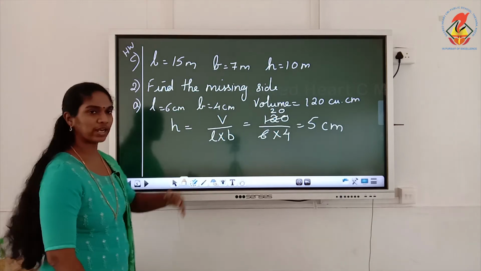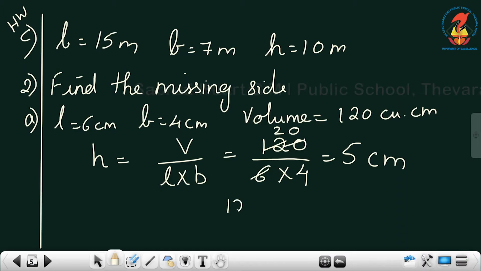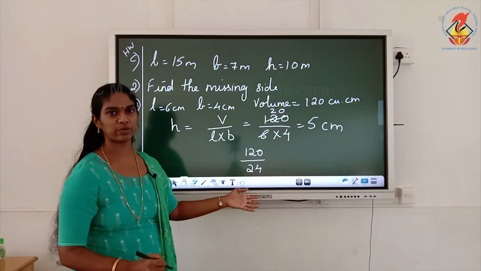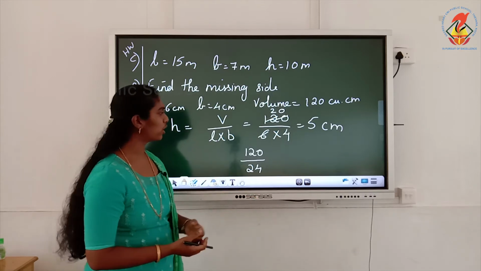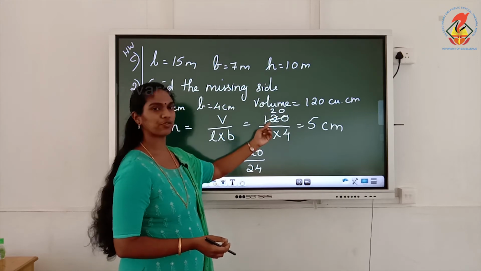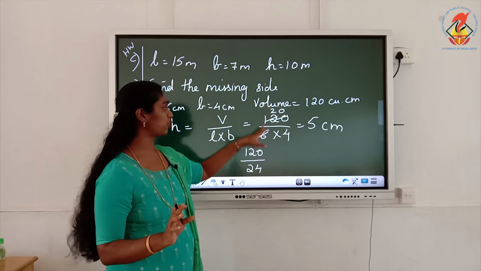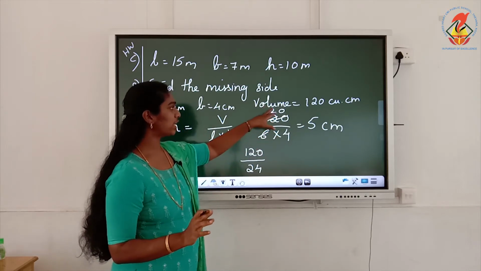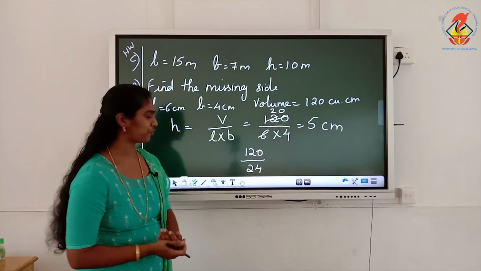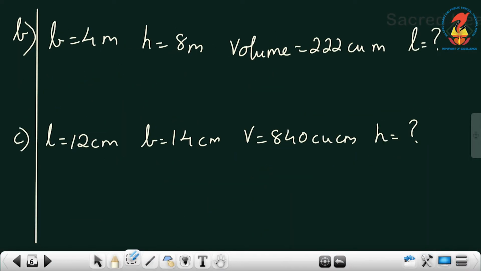Okay, children, you can divide this however you want. You can also write 120 divided by 6 into 4, which is 24, and divide 120 by 24. That also you can do. I think this will be easier because you know 6 into 2 is 12. Then you have a balance 0, put that 0 over there. 6 into 20 is 120. Then 20 divided by 4, we know it is 5. Okay. So it's up to you. You can do your calculation however you want.